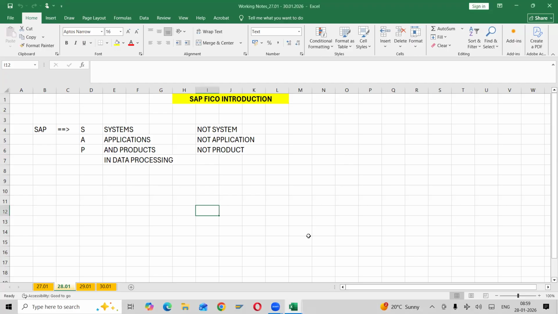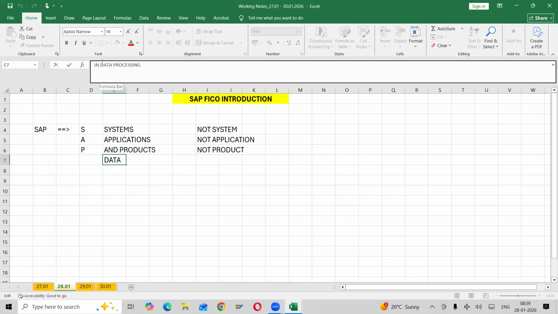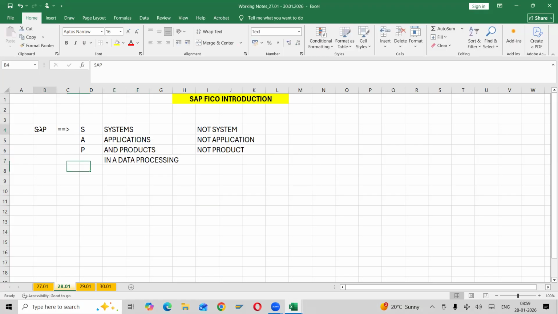Okay, so this is systems. SAP stands for Systems, Applications, and Products in data processing. This is general. It's a German product. It's not a word, right? It's an abbreviation, and we are supposed to pronounce it as S-A-P, not "sap".